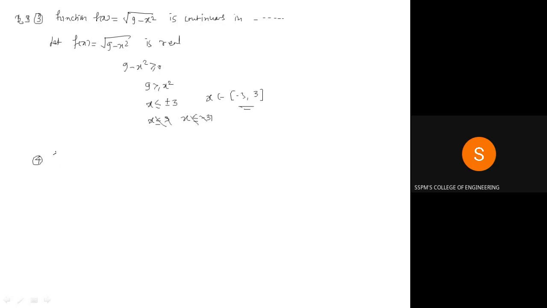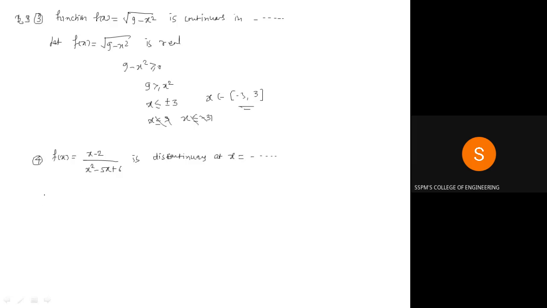f of x is equal to x minus 2 upon x square minus 5x plus 6 is discontinuous at what value of x? That value is to be determined. For what value of x is the function discontinuous?